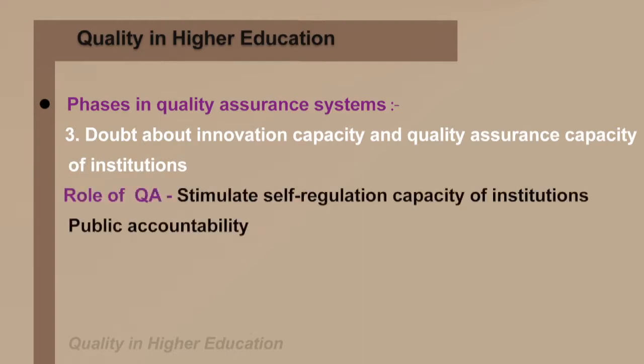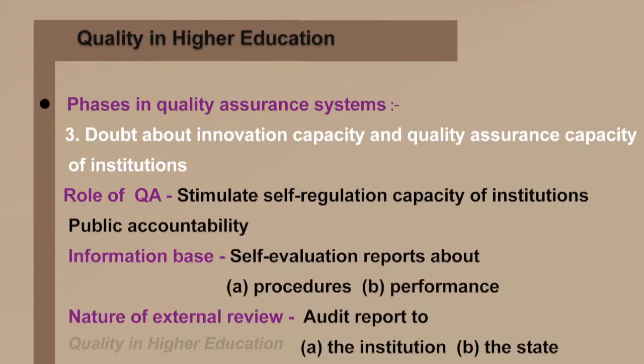And here the role of quality assurance then is not to ensure the accountability, but rather to stimulate the self-regulation capacity of the institutions besides the public accountability. So the institutions have to evaluate themselves. It is not about self-selling, it is about self-evaluation.